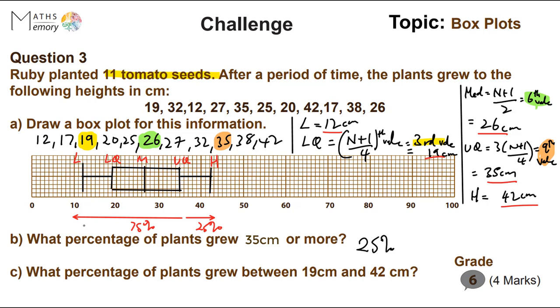Okay, what percentage, this is part C, of plants grew between 19 and 42 centimeters? So 19 centimeters is lower quartile, 25%, and 42 is the high, 100%. So 100% take away 25% would be 75%. Okay, so that's again everything from the lower quartile upwards. That's how you'd answer that question over there.